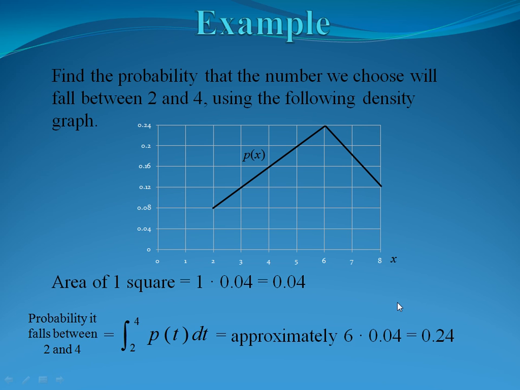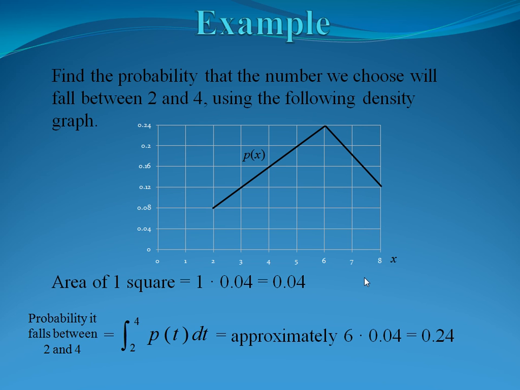So for example, let's look at a quick graph. Find the probability that the number we choose will fall between 2 and 4 using the following density graph. The idea here is that our density graph is defined from 2 to 8, and we're going to ask someone at random to pick a number between 2 and 8. And we want to know what the probability is for each of these intervals.